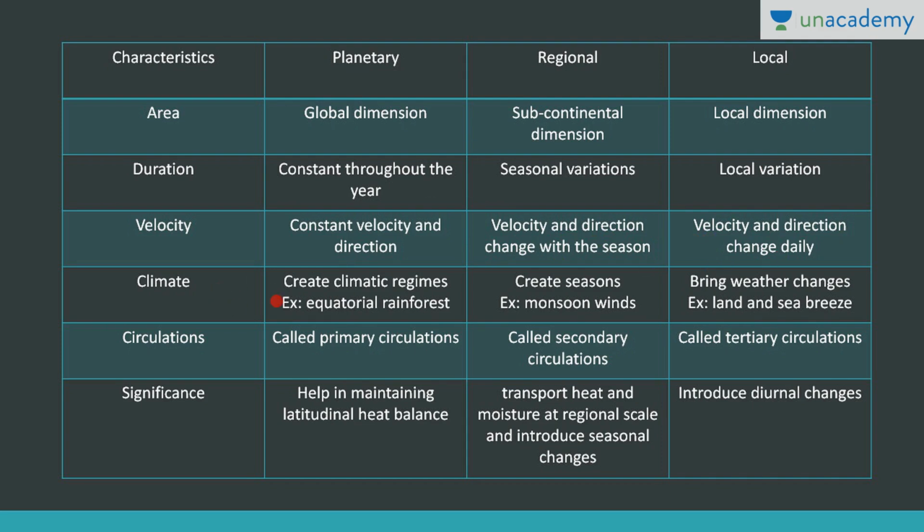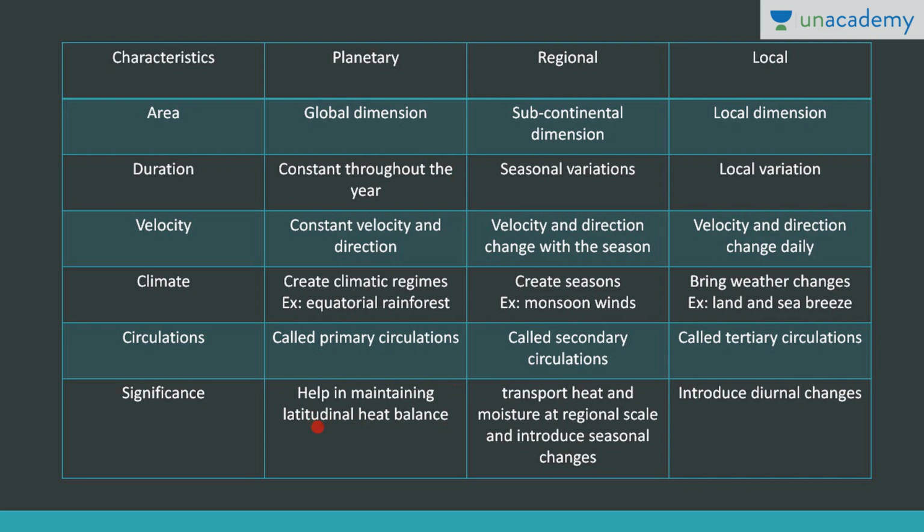So planetary winds create climatic regimes, for example, equatorial rainforest. Regional winds create seasons, for example, monsoon winds, that is the monsoon season. Local winds bring weather changes, for example, land and sea breeze. Okay, now planetary winds are also called primary circulation. Regional are called secondary circulations, and local are called tertiary circulation.